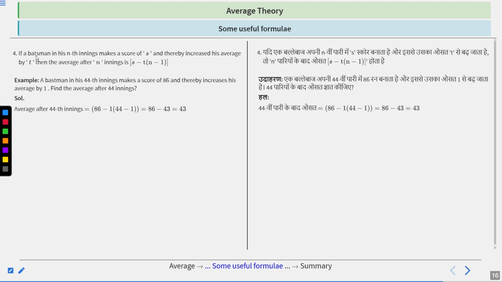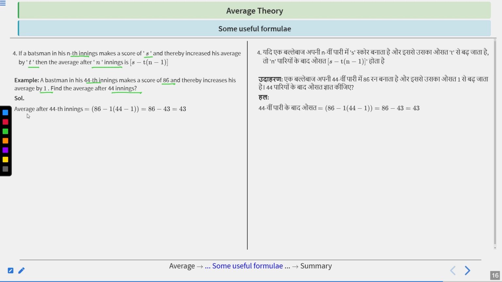Next one is, if a batsman in his nth innings makes a score S and thereby increases his average by T, then the average after n innings is S minus T into (n minus 1). For example, a batsman in his 44th innings makes a score of 86 runs and thereby increases his average by 1. Find the average after 44 innings.